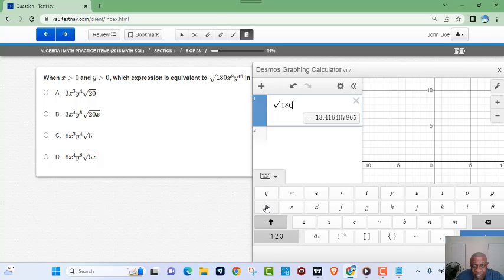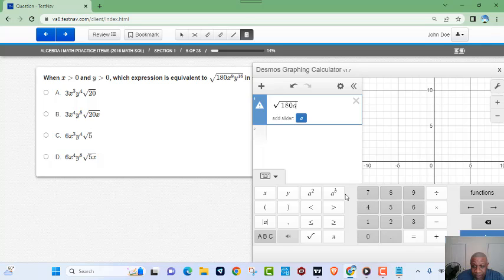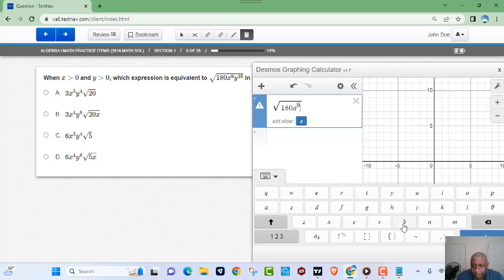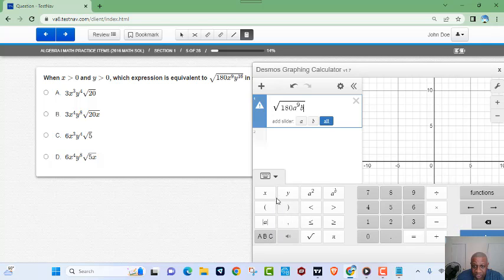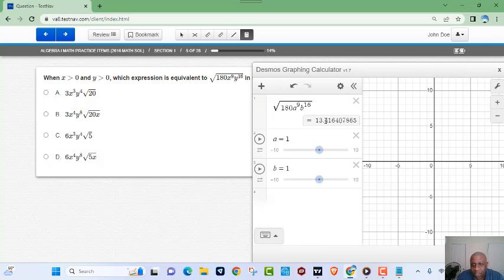I'm going to put in a to the 9th, and then instead of y, I'm going to put in b to the 16th. And then you see it says add slider. Whenever you see the add slider, always hit the blue all button. So I have 2 sliders here. What Desmos has done is assign values for my variables, which is why I was able to come up with an answer.